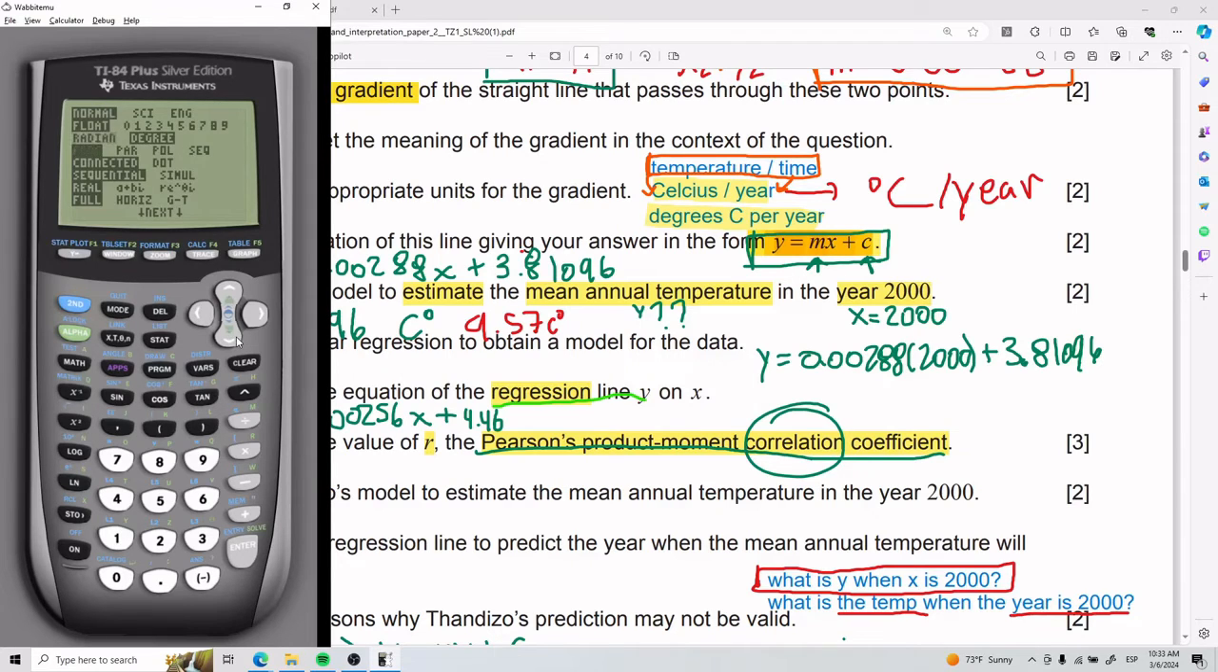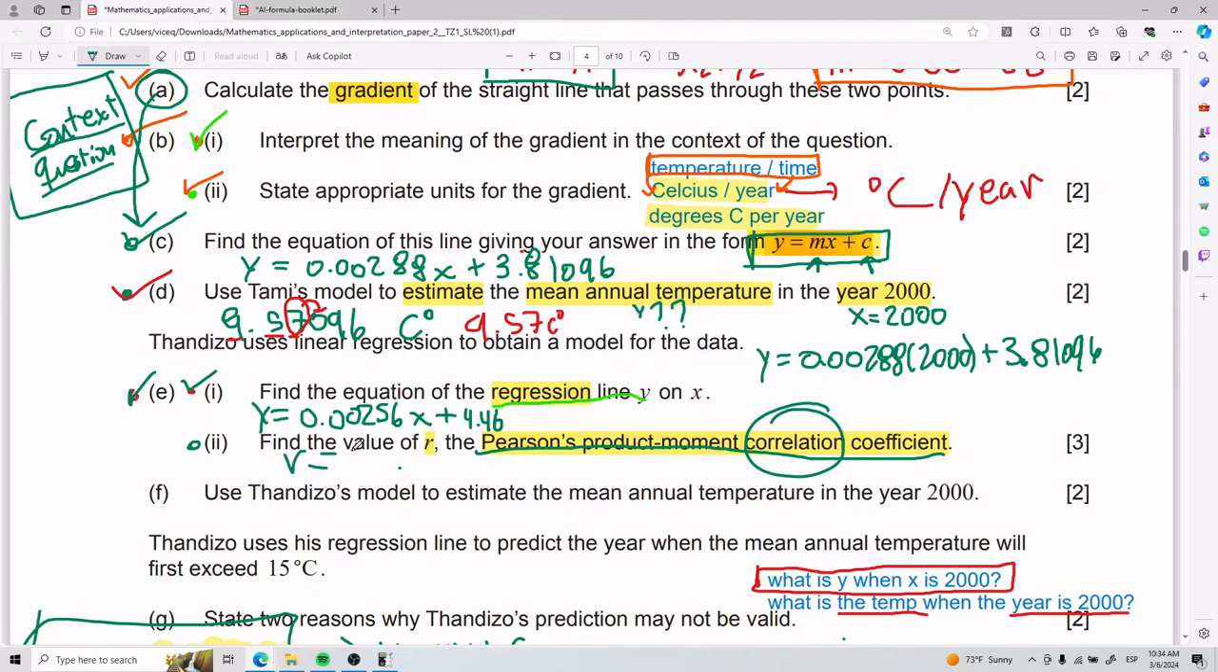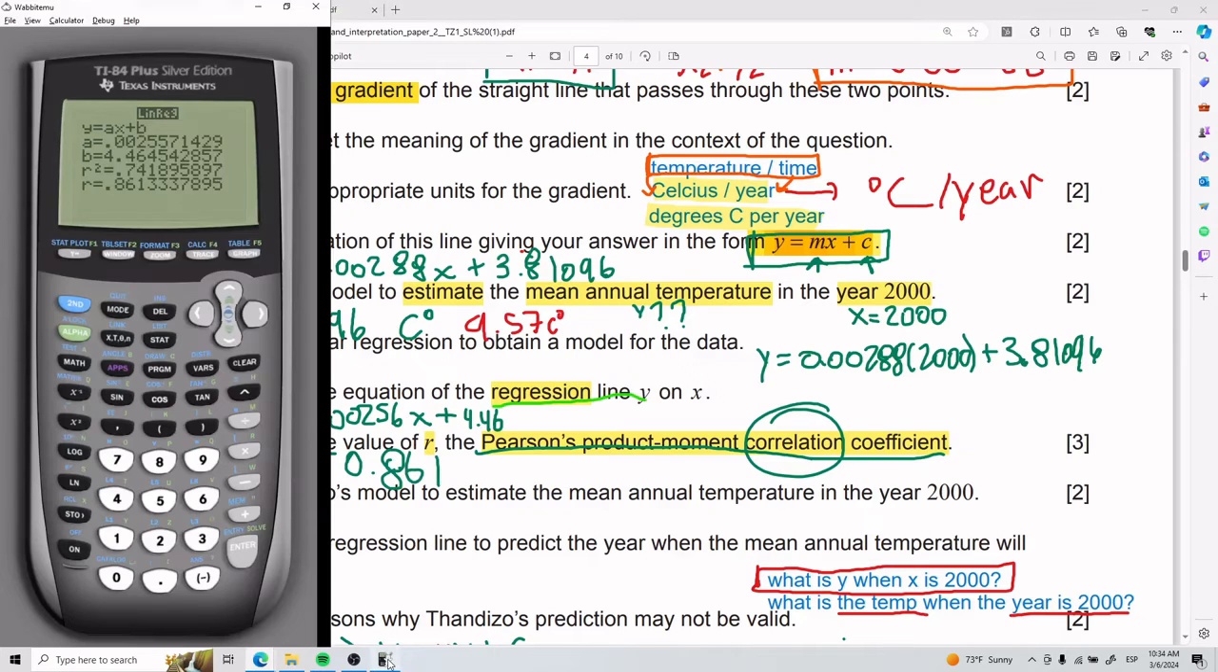And here there's a bunch of stuff that you should always keep the same. And one of them down here is stat diagnostics. Don't keep it off, keep it on. Why? Because now the next time you do line reg, keeping everything the same, kapow! You get extra information and there is your R value. Your R value is going to be 0.861 to three significant figures. See? There's your R value.